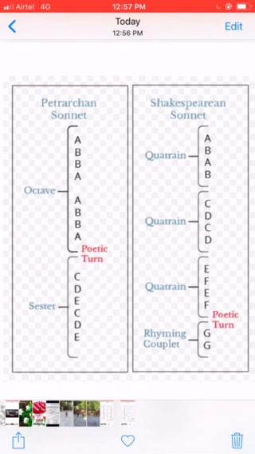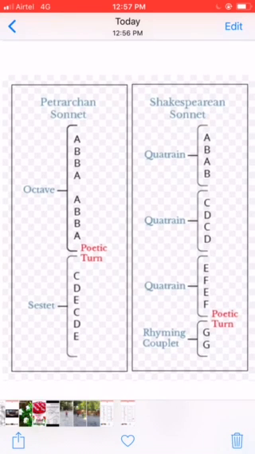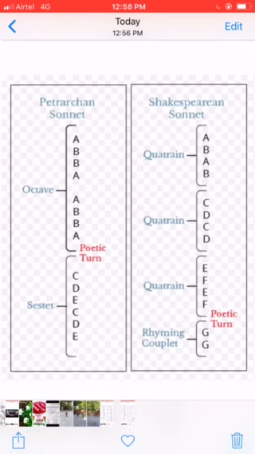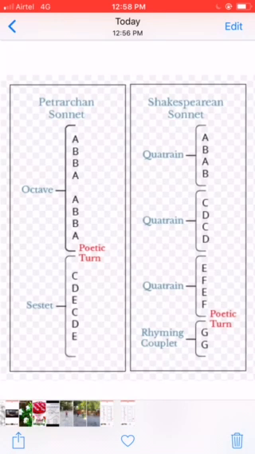The first 8 lines that develop the argument of the poem are called octave, and this octave is further followed by the next 6 lines, which is called the sestet. A sestet resolves and concludes the argument described in the octave.